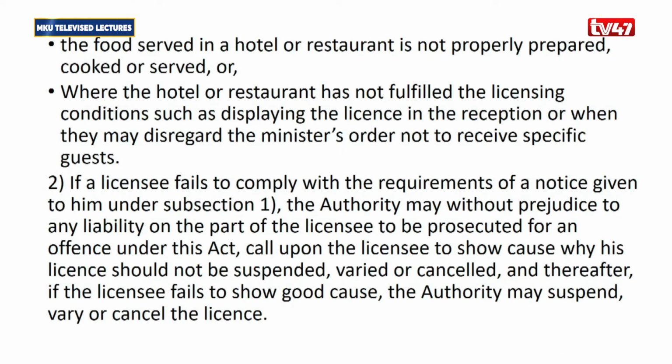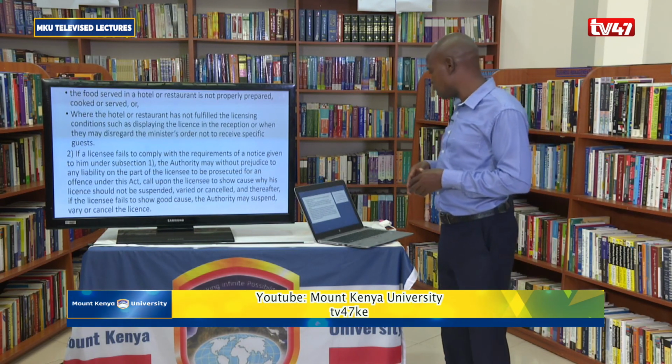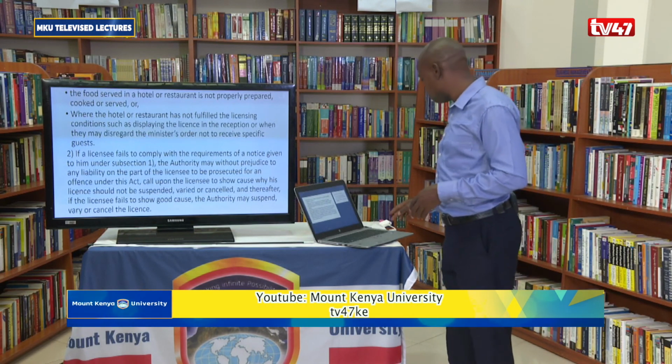So this is similar to where your orders have been given and the licensee, that is the hotel owner, has defied the conditions that have been given. Then the authority may call upon this person to show cause why the license should not be withdrawn. If the reason given is not satisfactory, then the license shall be suspended.